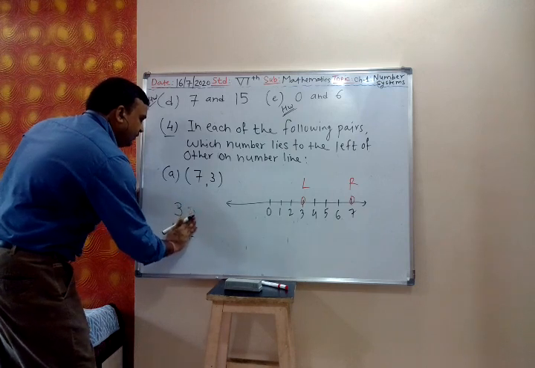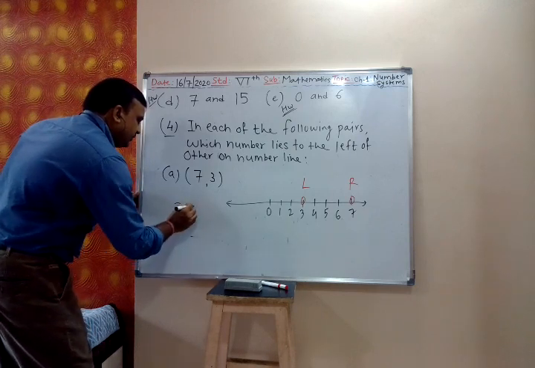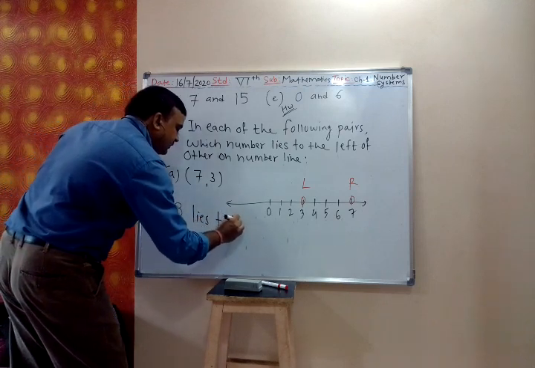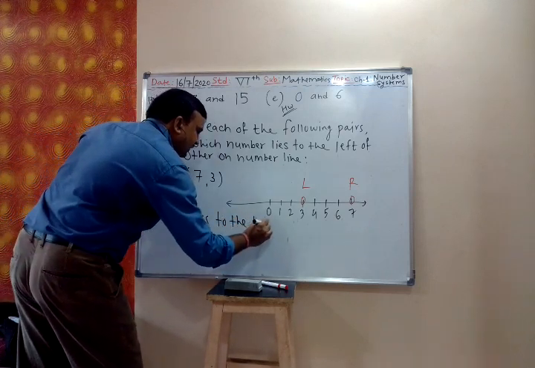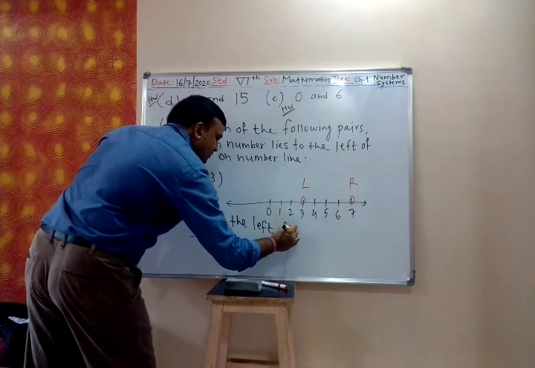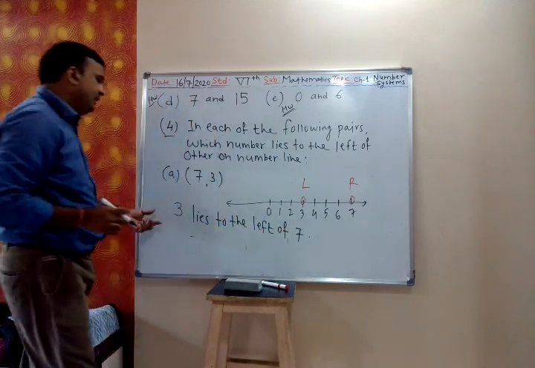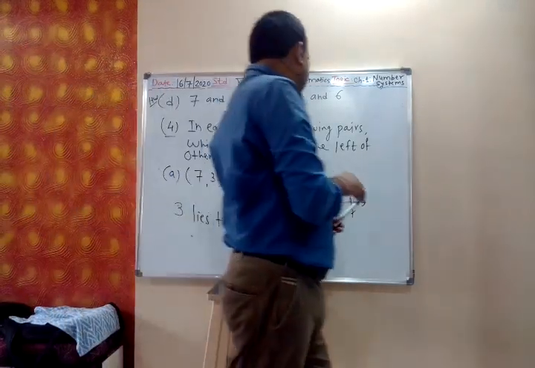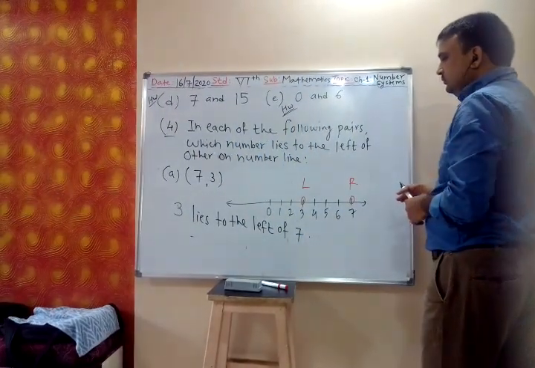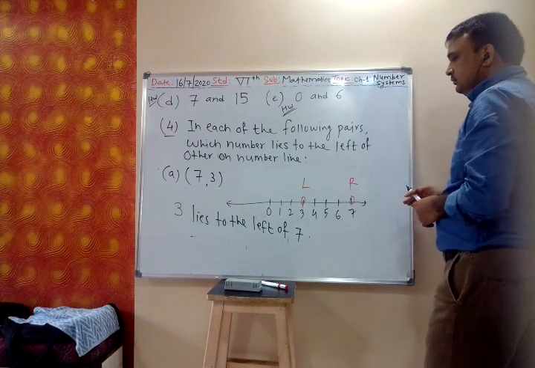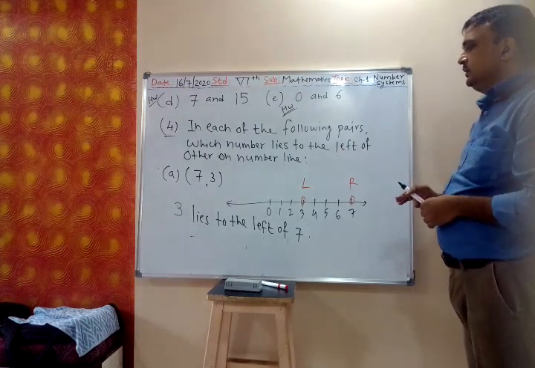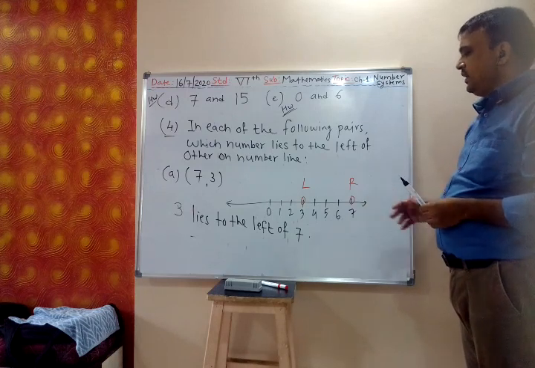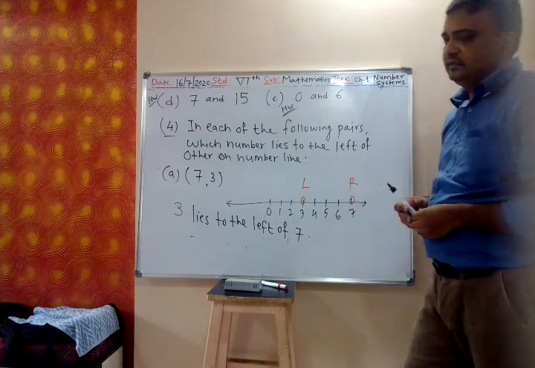3 lies to the left of 7. So 3 lies to the left of 7. Three lies to the left of 7.